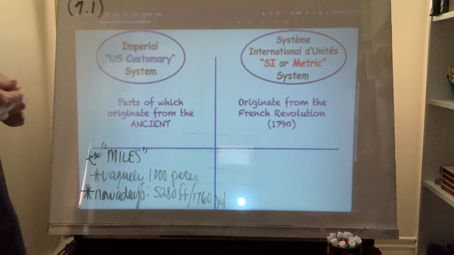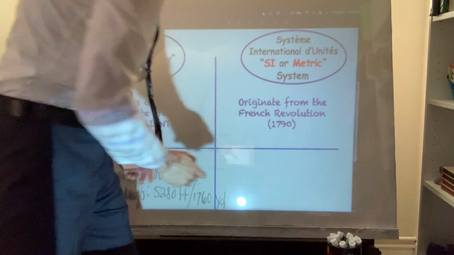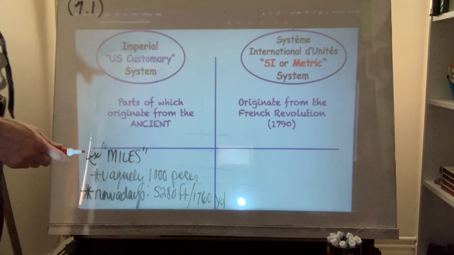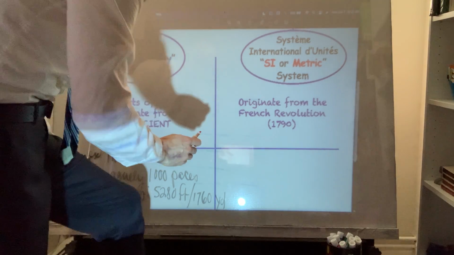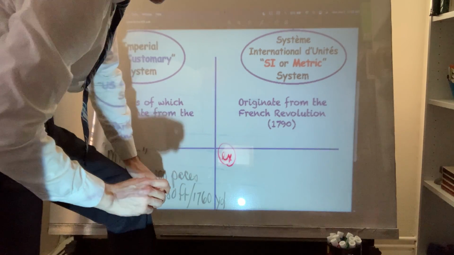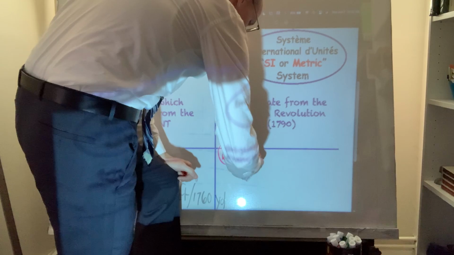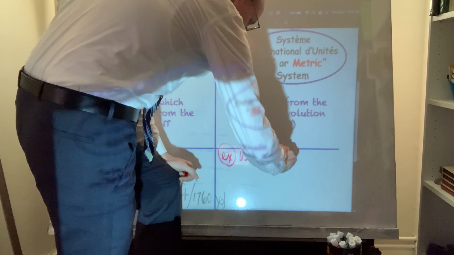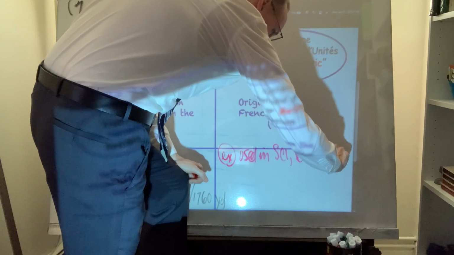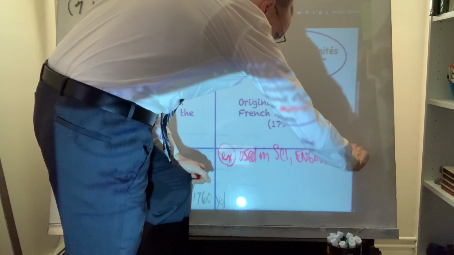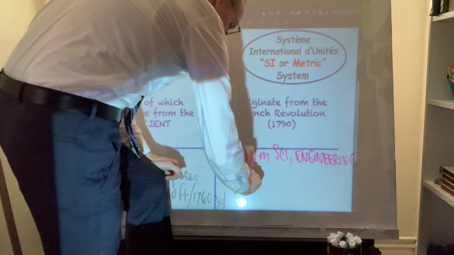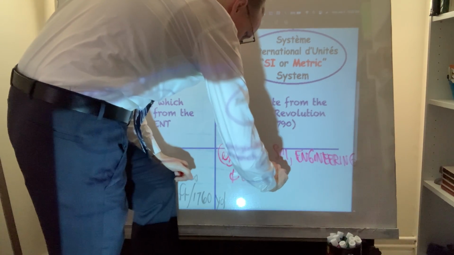Let's see. The metric system, on the other hand, is something that you will see, even hidden in a way in the United States. It's unfortunate, but it's used in sciences and in engineering, and also in what you might call world market goods.